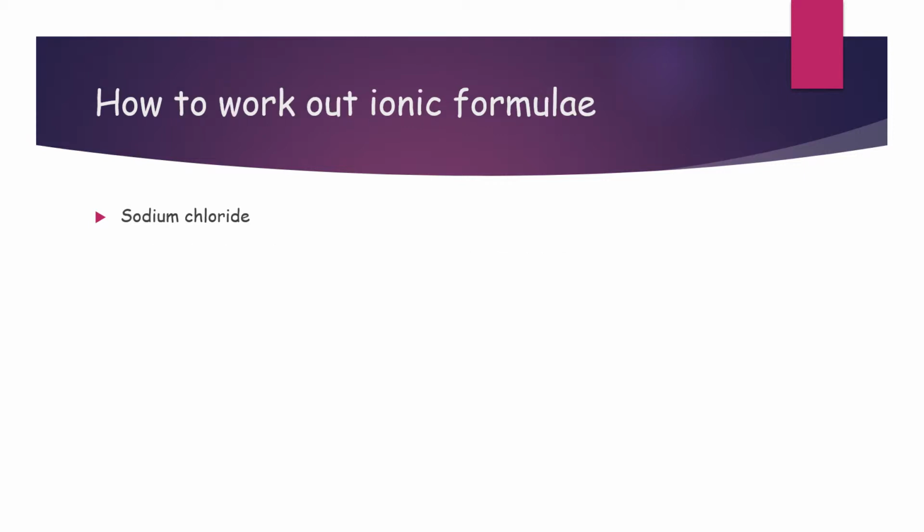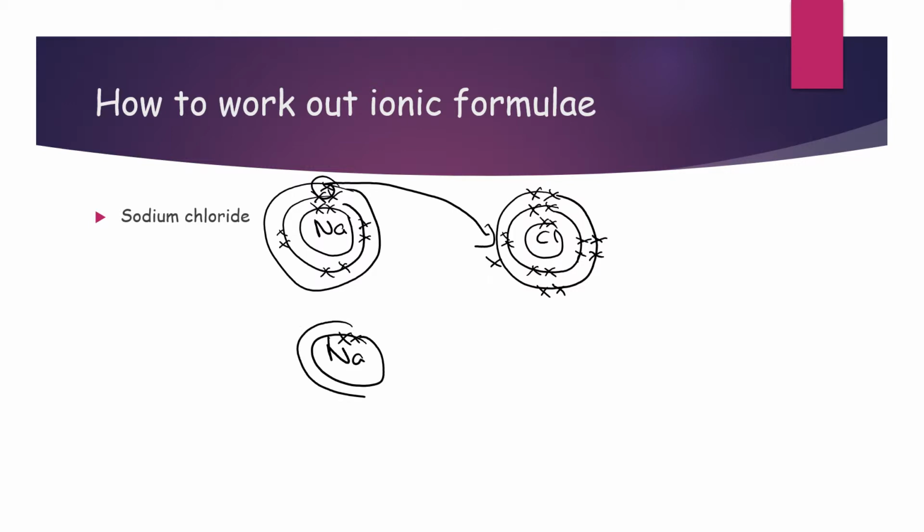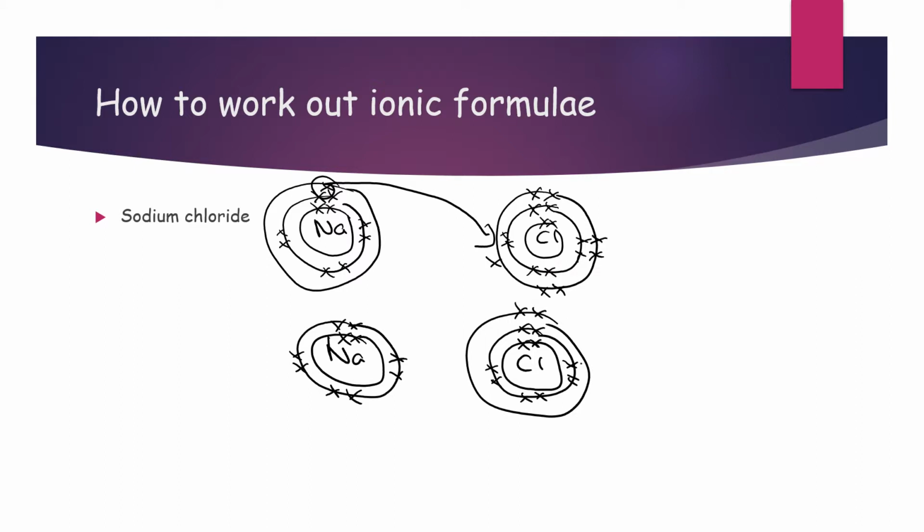Now we know sodium has an electron configuration of 2, 8, 1. And chlorine has an electron configuration of 2, 8, 7. So sodium wants to lose an electron, chlorine wants to gain one. So sodium transfers its electron to chlorine, so you end up with sodium having an electron configuration of 2, 8 and being a positive ion, and chlorine becoming chloride and having an electron configuration of 2, 8, 8. Now, you don't want to have to do this every time you do a formula.